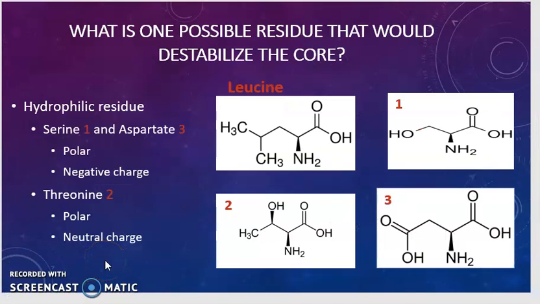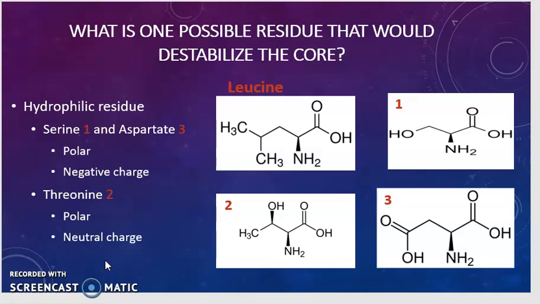And this takes us into the next question. What is one possible residue that would destabilize the core? So any hydrophilic residue could destabilize the core by breaking the hydrophobic interaction present. As the surrounding medium is aqueous, the hydrophilic amino acids would prefer to be exposed to the medium rather than being clubbed to each other.